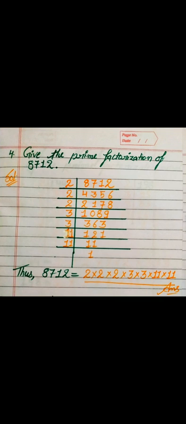Now we will write all these factors using multiplication, as 2 into 2 into 2 into 3 into 3 into 11 into 11. This is the prime factorization of 8712.